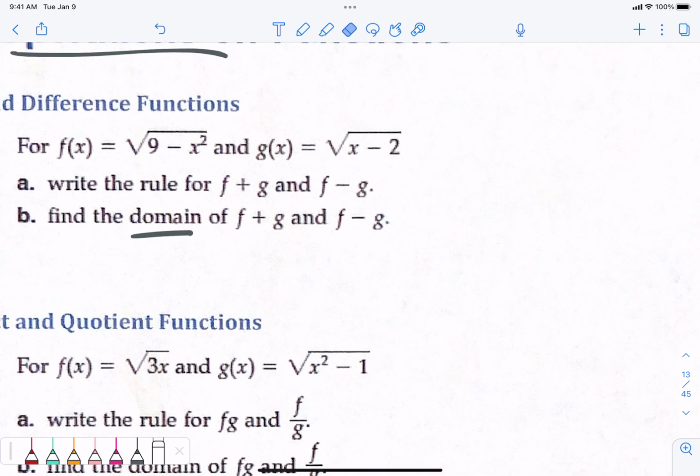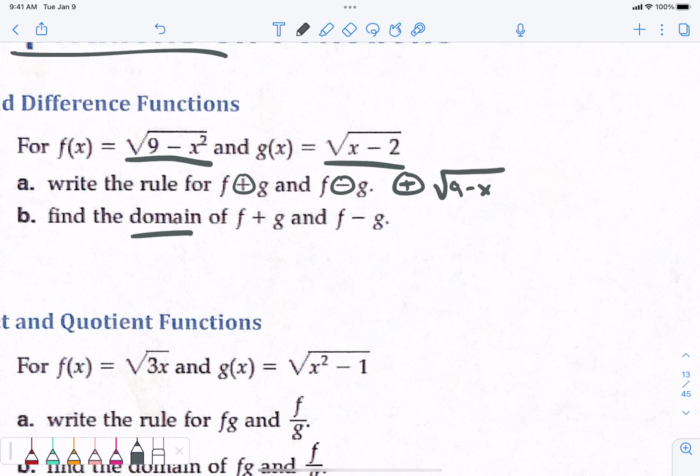Sum and difference. Part A just says if f is this and g is this, you want to find the sum and the difference. So you want to add f and g together, and subtract f and g. If I add, I'm just going to do the addition one: the square root of 9 minus x squared, added to the square root of x minus 2.